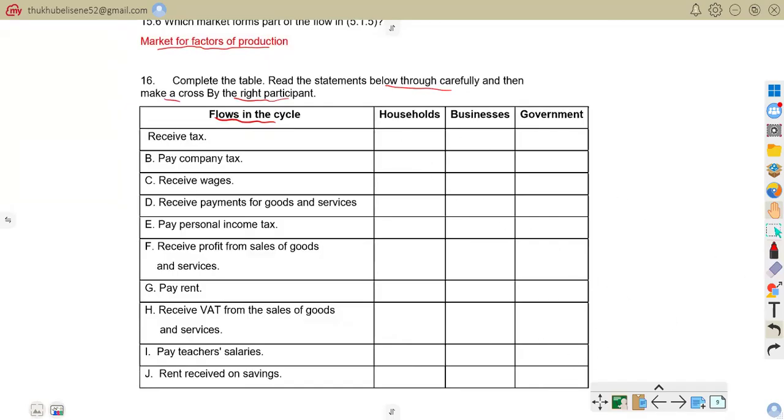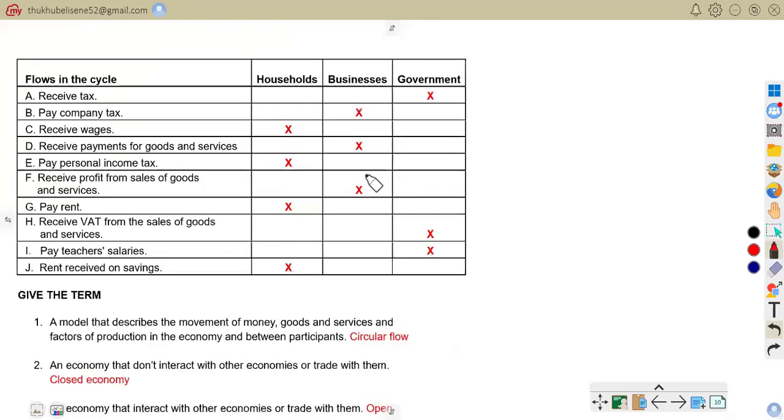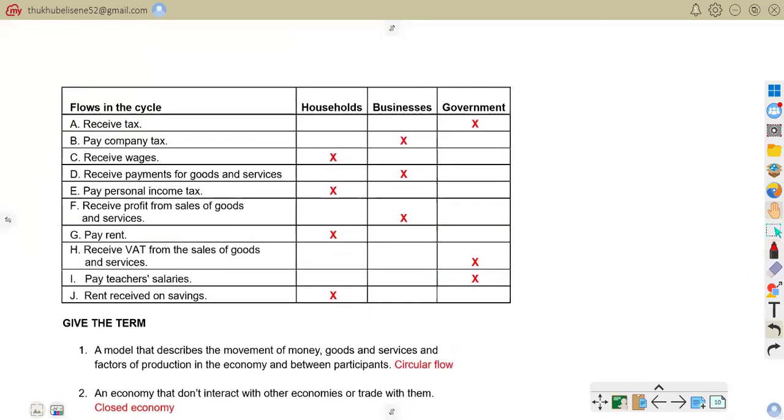So now we are to make what? A cross on the flow of the cycle, whether it falls under households, business, or government. So that's what you're going to do. Let us attend to it. So here are our answers. Here are the crosses that we are asked to do.